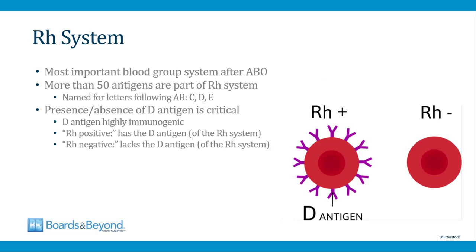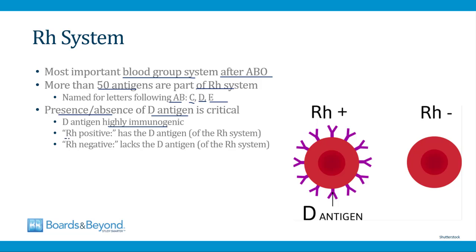The RH system is the most important blood group system after ABO. There are more than 50 antigens that are part of the RH system, and they're all named for letters following A and B, so they have names like the C antigen or the D antigen or the E antigen. Of all the antigens in the RH system, the presence or absence of the D antigen is the one that is critical, because the D antigen is highly immunogenic and can lead to antibody production.